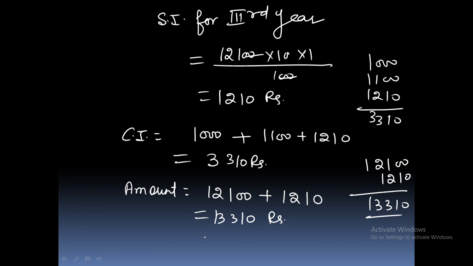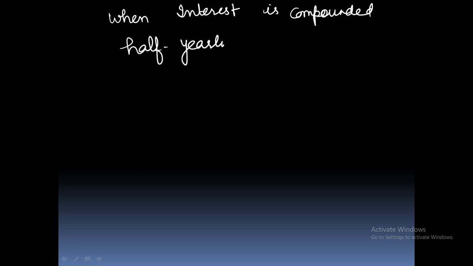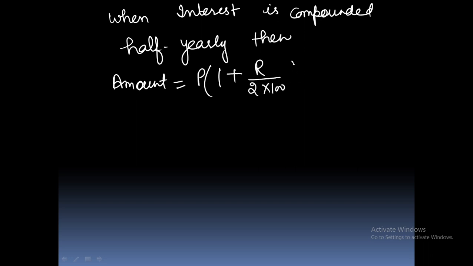Now, when interest is compounded annually, you can use the direct method of compound interest, but when interest is compounded half yearly, then the amount will be calculated by using this formula: 1 plus rate over 2 multiplied by 100, power 2t, that is time multiplied by 2, and compound interest will be A minus P.